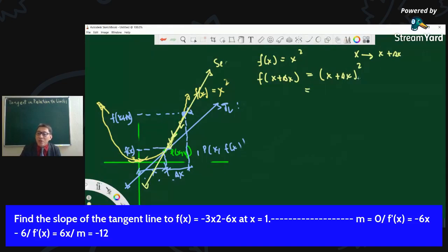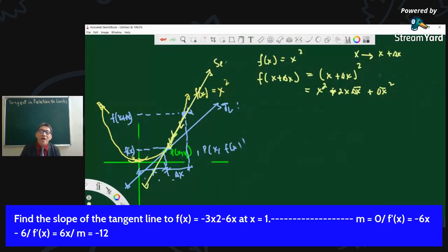So what would that be? This is a binomial, the square of a binomial. What does it say? You square the first term, this is the first term, you square that. And then twice the product. What's the product of x times delta x? That would be 2x delta x. I'm going to put a line here, that means they are together. And then plus delta x squared.